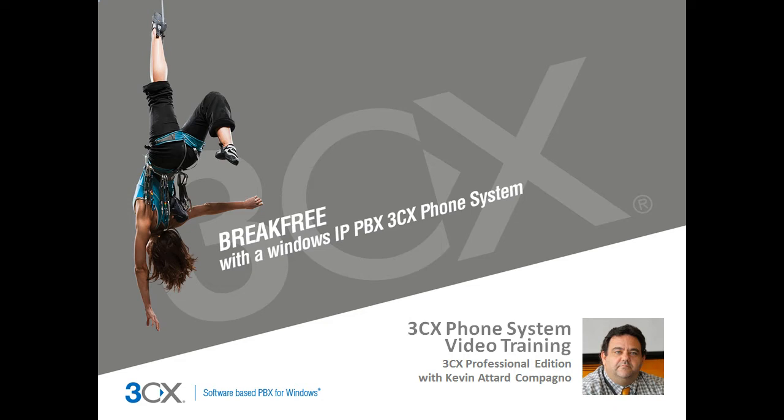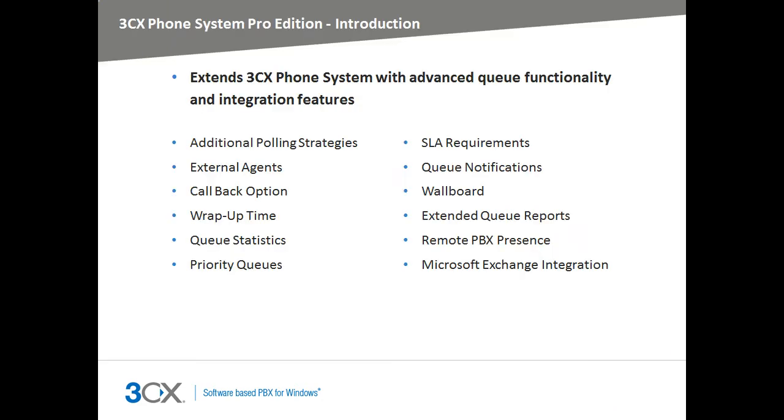In this video, we shall discuss the advanced features enabled by 3CX Phone System's Professional Edition. The Professional Edition is an optional upgraded version of 3CX Phone System. When the Standard Edition is upgraded, a simple license key reactivation is all that is required to enable the professional features. These features include additional polling strategies, external agents, callback options, wrap-up time, queue statistics, priority queues, service level agreement requirements, queue notifications, a wallboard functionality, extended queue reports, remote presence for bridged PBXs, and integration with Microsoft Exchange and LDAP servers. Let's check these features in some more detail.